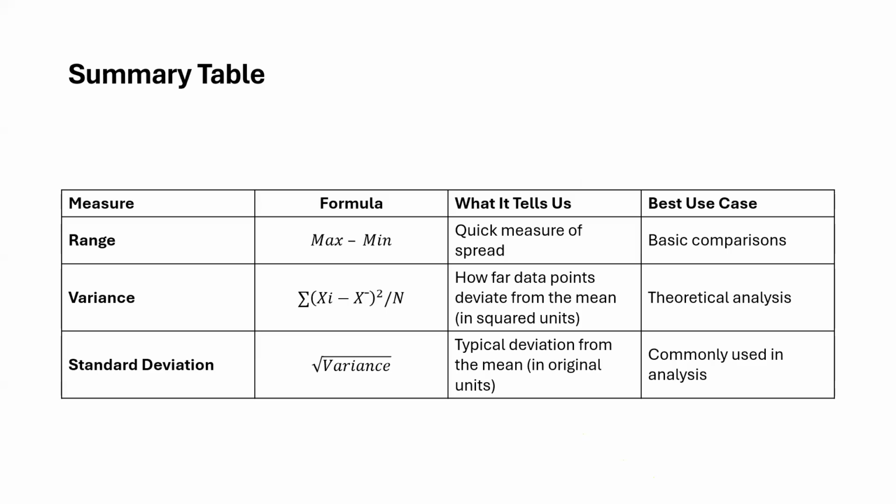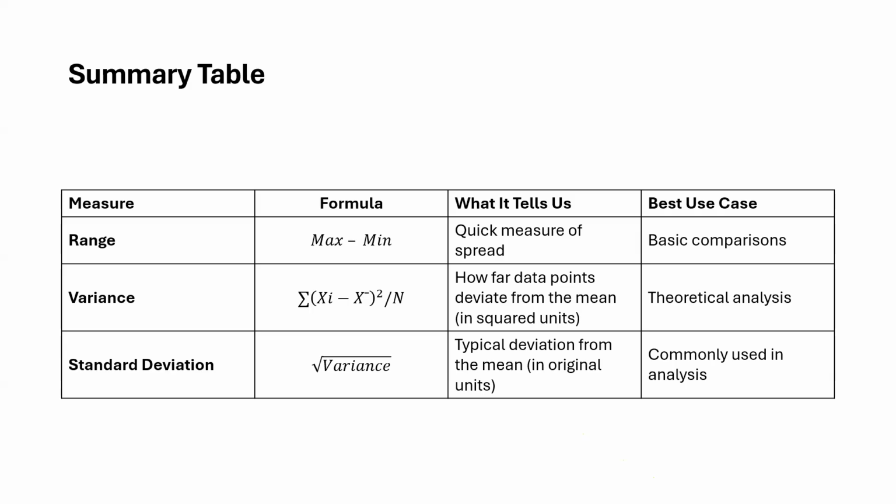Okay, let's summarize everything that we have learned. We talked about three measures of dispersion. One was range, which is nothing but the difference of your maximum and minimum value. It's a quick measure of spread, just a very simple idea about the dispersion of a data set. Best use case, basic comparison. As I told you, we generally don't use it.